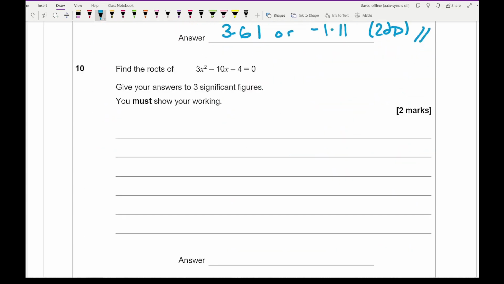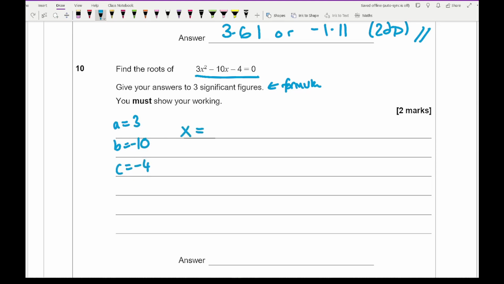Moving on to question 10, it says find the roots of 3x squared minus 10x minus 4 equals 0. Give your answer to 3 significant figures. So again, here we're using the formula. So I've got to make sure that this is equal to 0, which it is. So a equals 3, b equals minus 10, and c equals minus 4. So lots of negatives here.